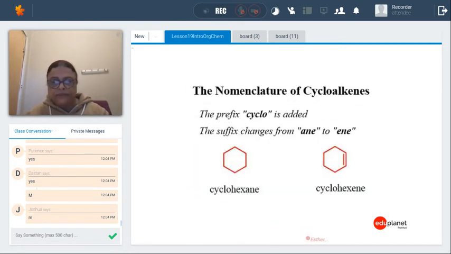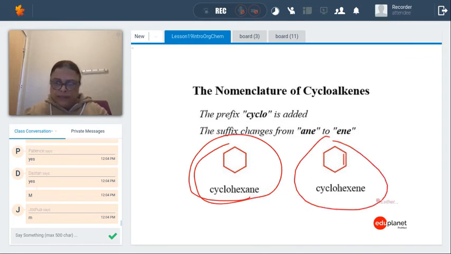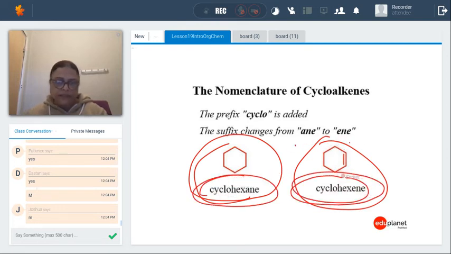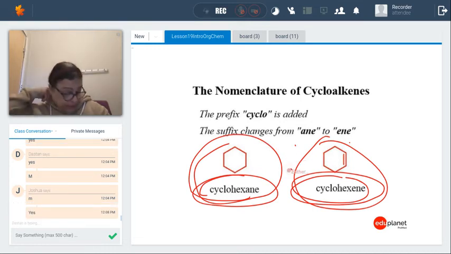That's the rule. When you have a ring, and in the ring we have a double bond, the same is valid. This is cyclohexane. This is cyclohexene. Okay, you switch the ane for ene. So cyclohexane, cyclohexene. Cyclobutane, cyclobutene. Cyclopropane, cyclopropene. Cycloheptane, cycloheptene. Capiche? But when it is a ring, you must add a cyclo. Otherwise, the person doesn't know it is a ring.